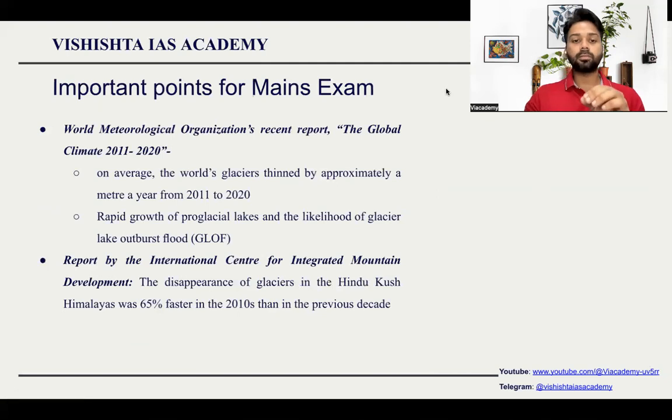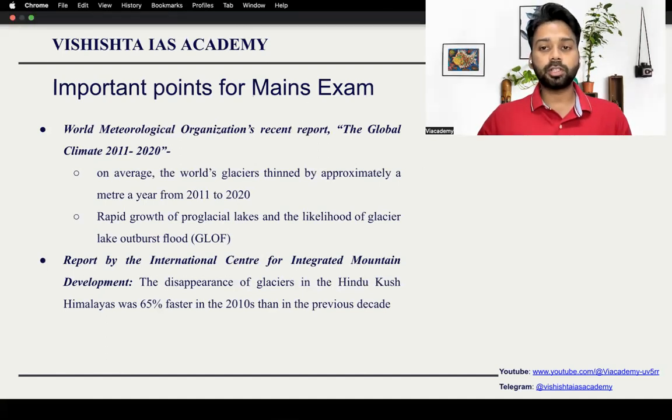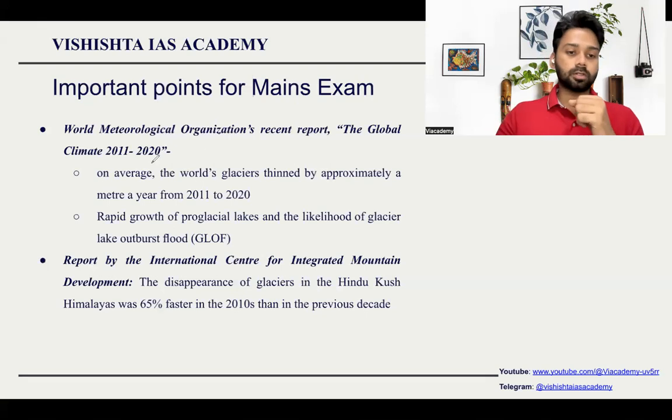Some important points from mains examination perspective which you can use in your answer. The World Meteorological Organization recently gave a report. The name of the report is the Global Climate 2011 to 2020. So in the past one decade, how the global climate was. In this, some important points have been given which you can use in your mains answers specifically.